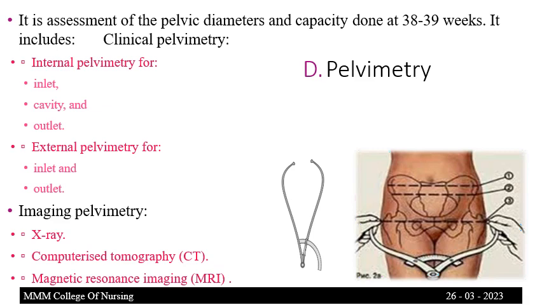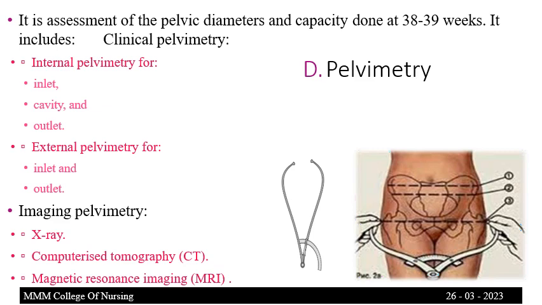So this is about the palpation method, that is abdominal palpation as well as abdominal and vaginal palpation method. Next is the clinical pelvimetry: how to diagnose the cephalopelvic disproportion by clinical pelvimetry. In clinical pelvimetry, we have internal pelvimetry, external pelvimetry, and imaging pelvimetry.